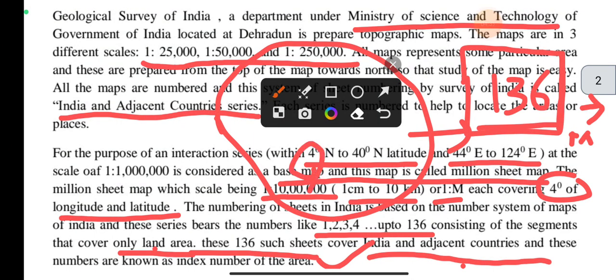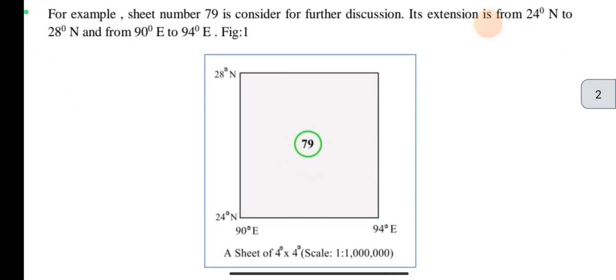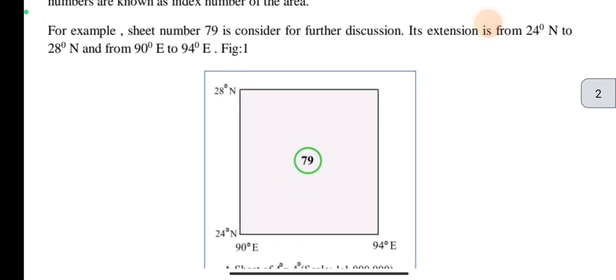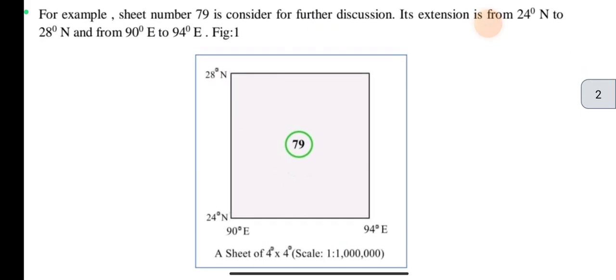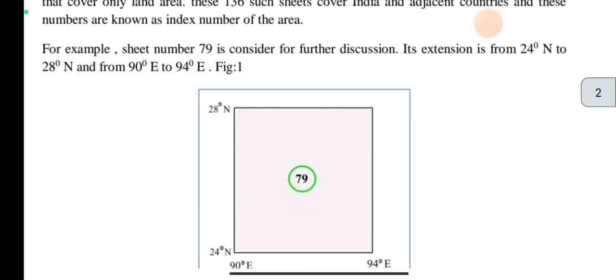The land part, right? Yes. So 136 million sheets are needed to study the entire geographical land of India, excluding the sea. Okay, now for example, you can see that the sheets are numbered starting from 1, and it goes up to 136, right?